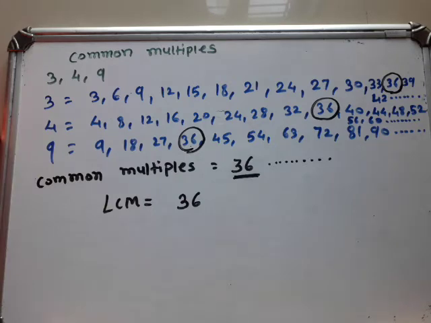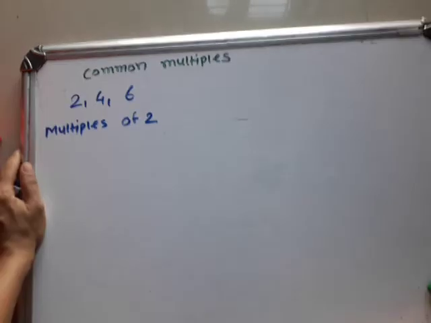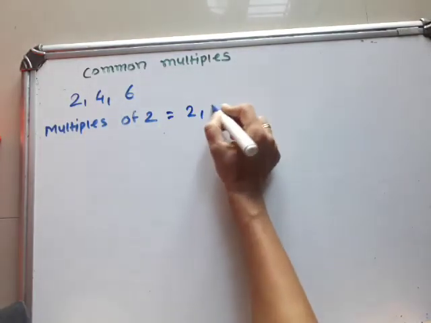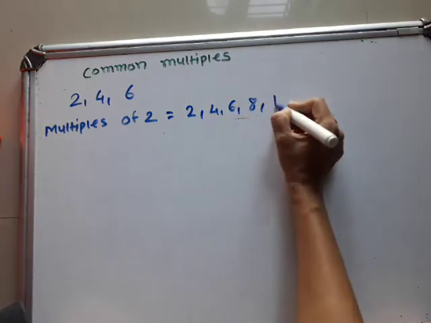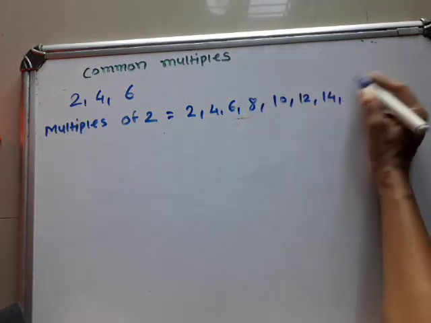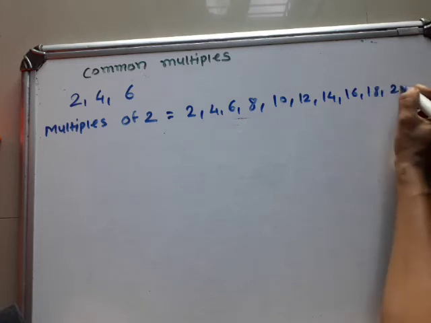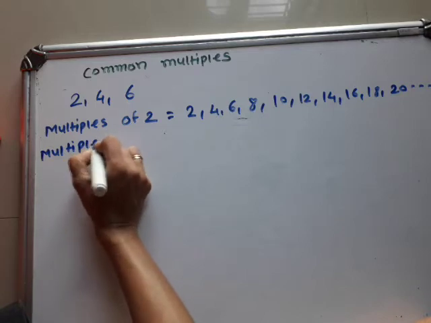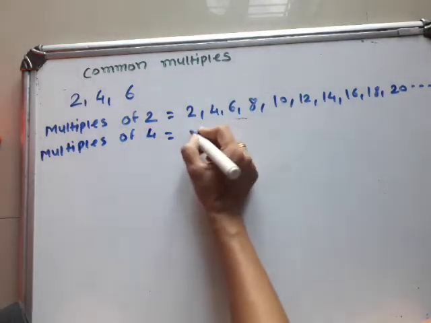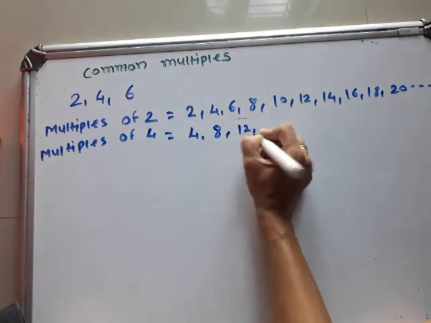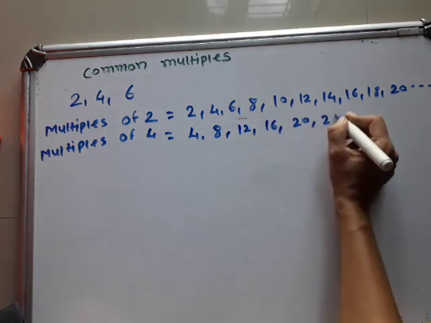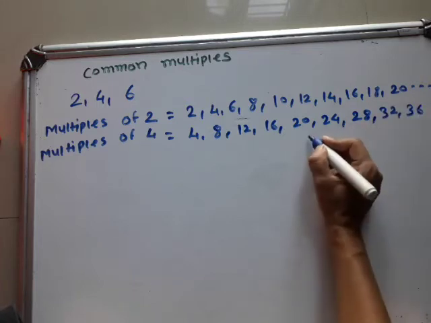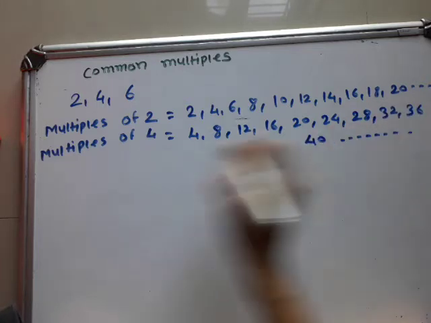Now we see one more example. We take an easy example, here we take this example: 2, 4 and 6. First we write the multiples of 2: 18, 20 and so on. Then multiples of 4: 4, 8, 12, 16, 20, 24, 28, 32, 36, then 40 and so on.